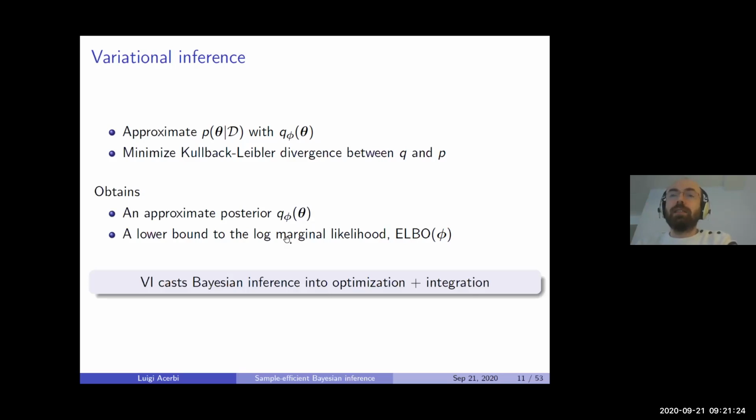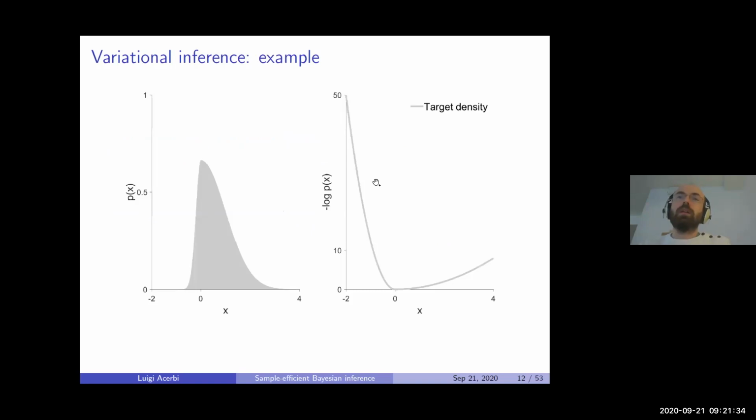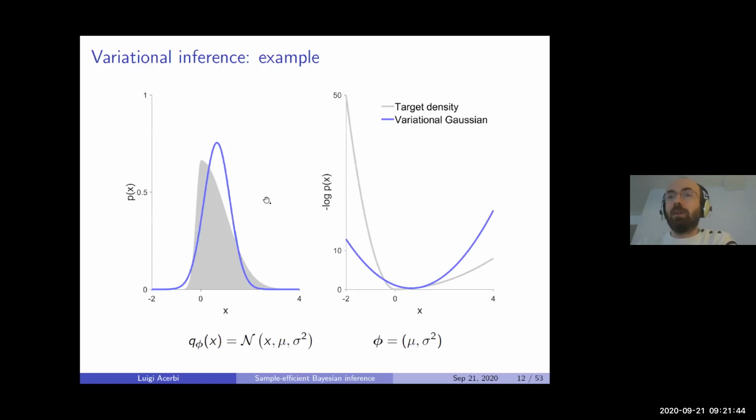And the nice thing to note is that variational inference casts Bayesian inference into a problem of optimizing this ELBO and integrating away, because inside the KL divergence there is an integral that we need to solve. Just as an example, suppose this is the target density on the left, and on the right, I'm showing the minus log density. So this is not quite a Gaussian, as you can see. I can still approximate it with a Gaussian, and that's what you get with variational inference. Voila.